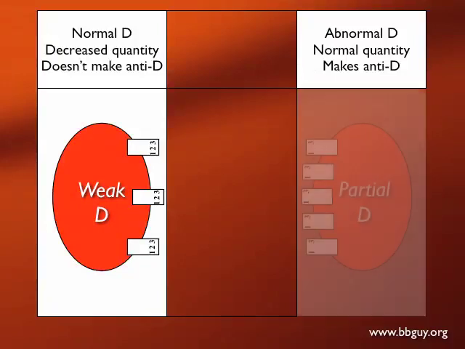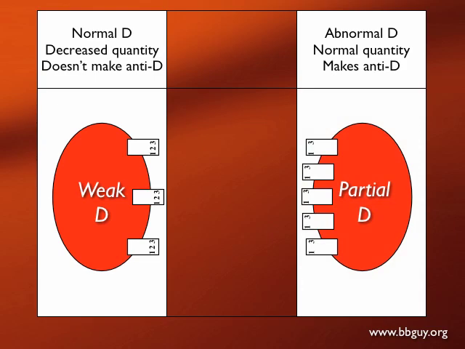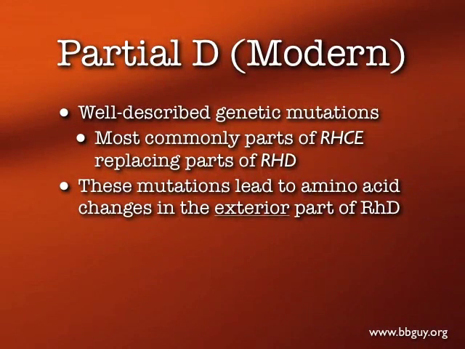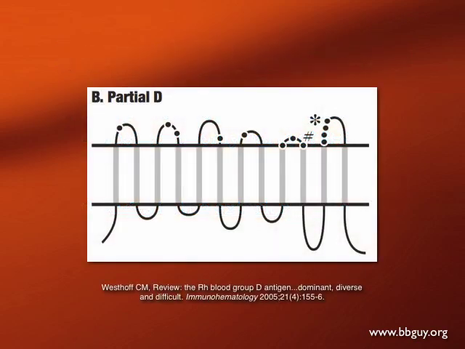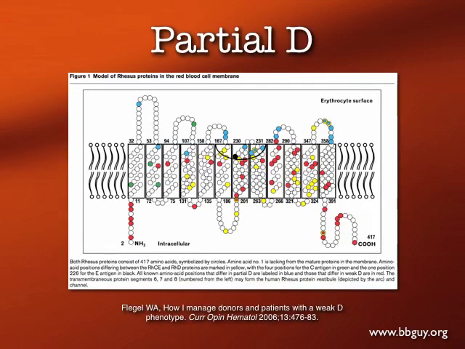Okay, so again, traditionally speaking, this is how that looked. Abnormal D in terms of epitopes, missing an epitope. You have a normal quantity, and you make anti-D when exposed to D-positive red cells. In the modern world, we've discovered that there are many very well-described genetic mutations, most commonly that gene conversion thing that I showed you before, with mutations that lead to amino acid changes in the exterior part of RhD, as opposed to, remember, with weak D, where the changes were in the membrane and inside. With partial D, the changes are actually on the outside. And you would expect that, since we primarily think of partial D as an epitope issue. Every place you see a black dot in this particular illustration from Connie Westhoff's article is an example of something that can cause a partial D. Again, this is from Bill Flagel's article, and the blue changes are partial D amino acid changes.